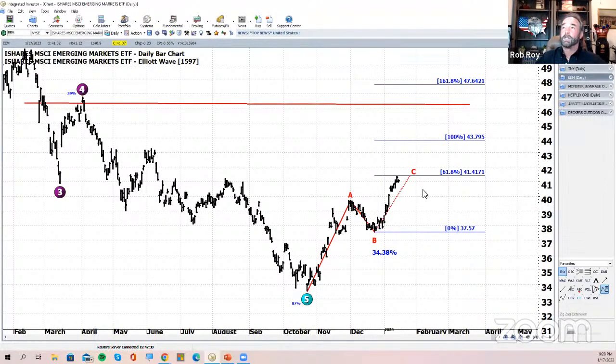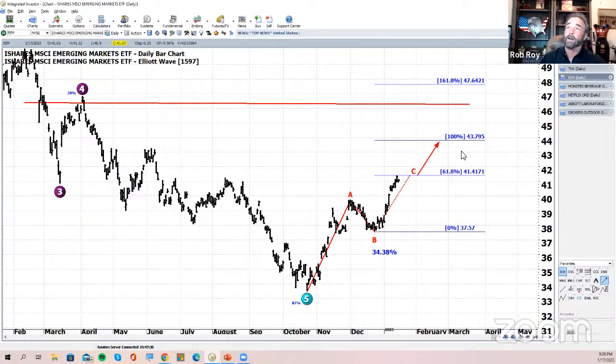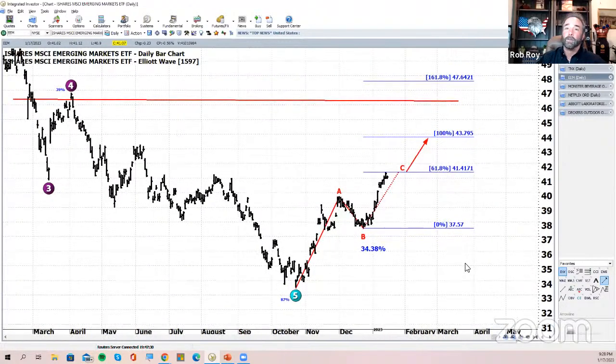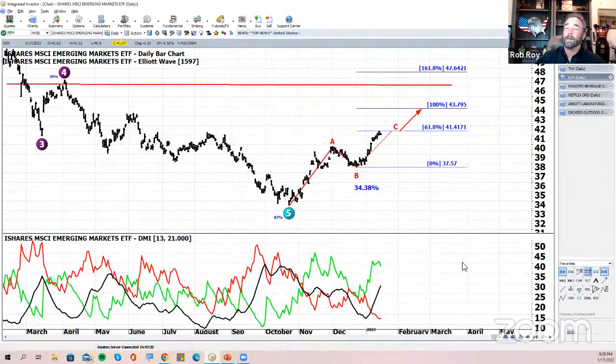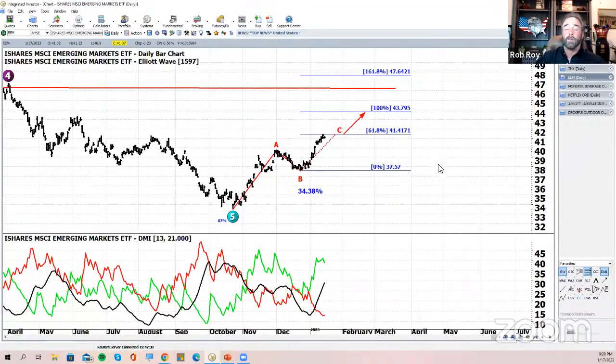Now you start to look to say, okay, what is the possibility that the C wave extends? Again, it's hit its target. It's done what it's supposed to do via the rules, but sometimes we get an extended C wave, and that's happened quite often over the past year or two, both to the upside and the downside. So the expectation on an extended C wave would be to go to 43.8. So we like to look at the DMI as a confirming indicator to say, what is the likelihood that we do go past that target level and extend to the next fib level?